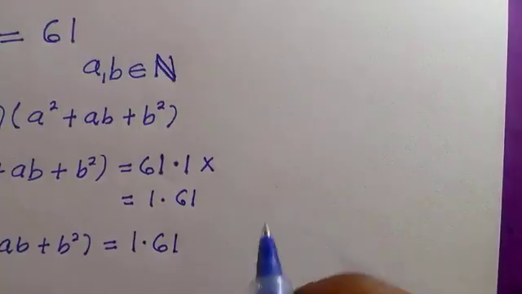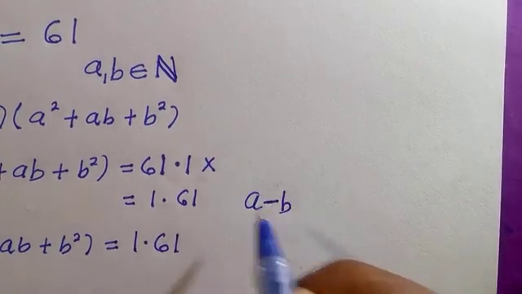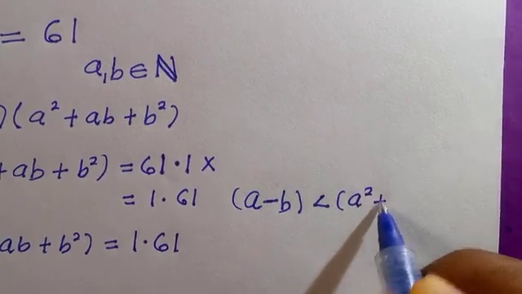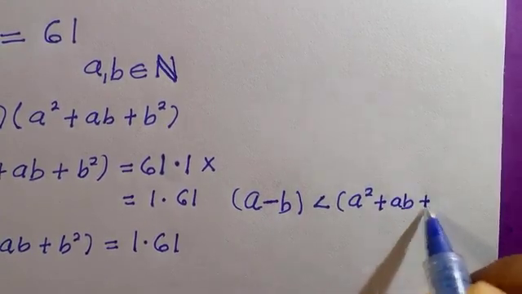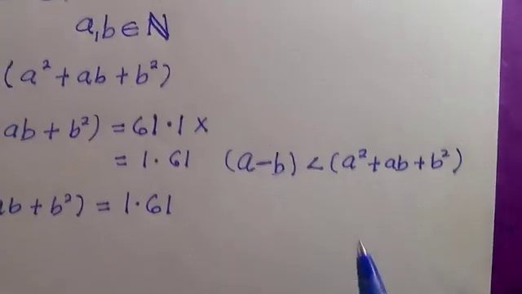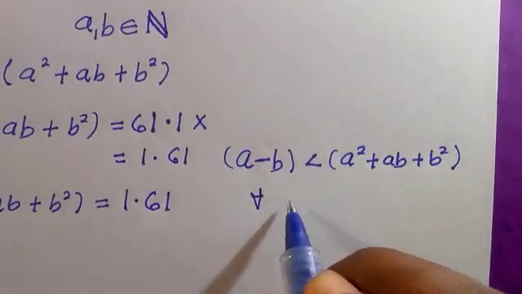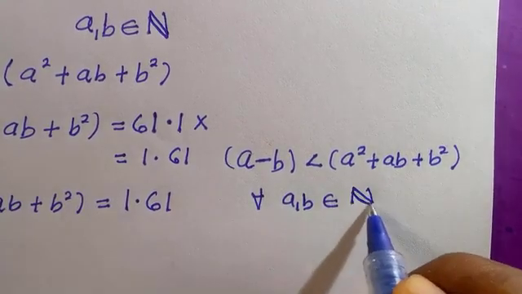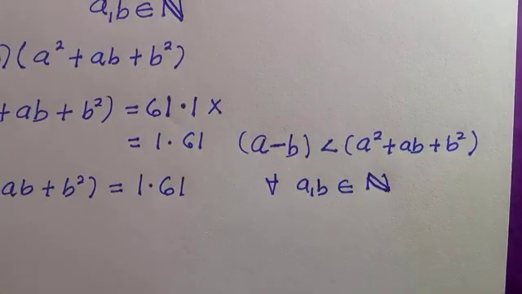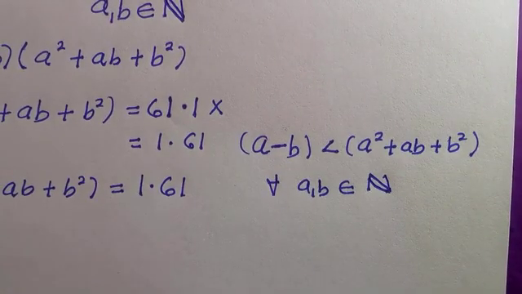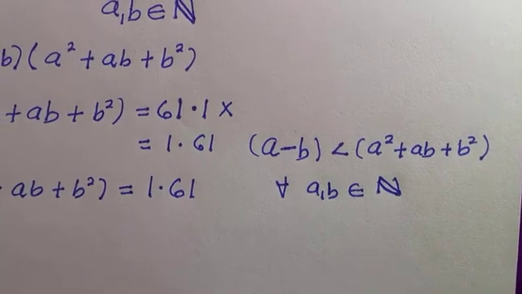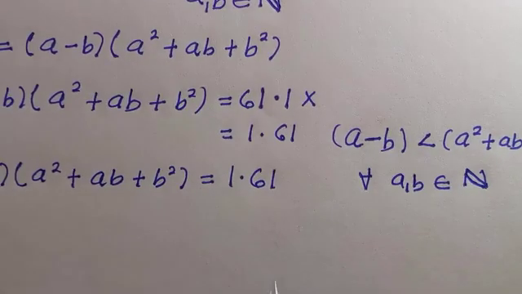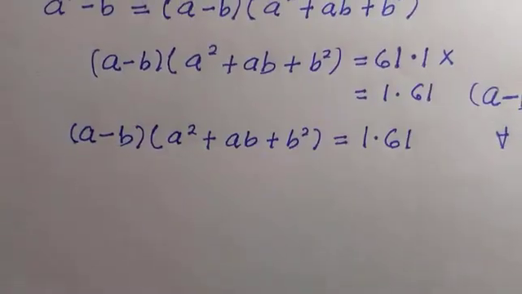Check this one for more details. Whenever we have a minus b, it must always be less than a square plus ab plus b square. So we are not going for 61 times 1, since a and b are natural numbers. The value of a must always be greater than the value of b, and a minus b must always be less than a square plus ab plus b square, and that is why we go for the second one, which is 1 times 61.